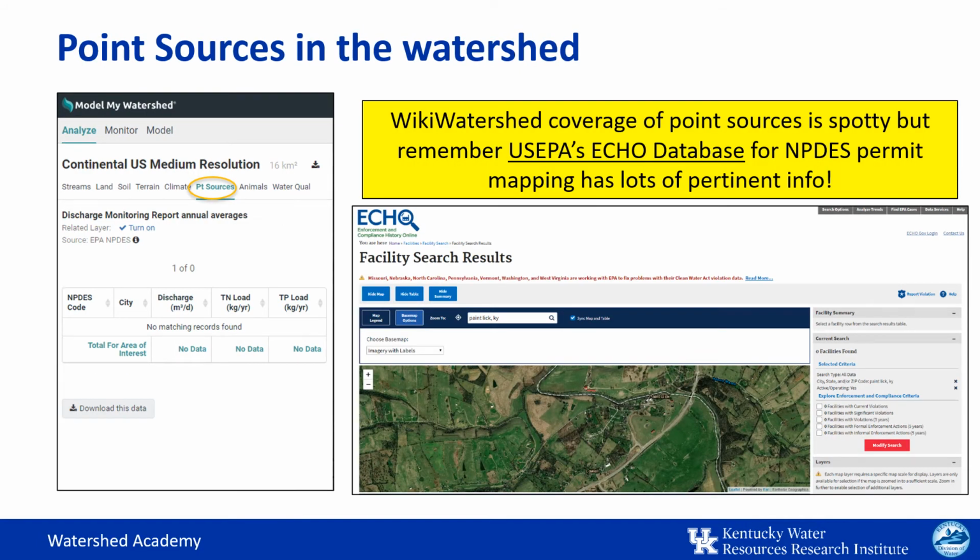The next tab for point sources has limited functionality for Kentucky, but remember you can always access the US EPA's ECHO database for NPDES permit information, and that has lots of info. That was covered in Module 1 of the Kentucky Watershed Academy.